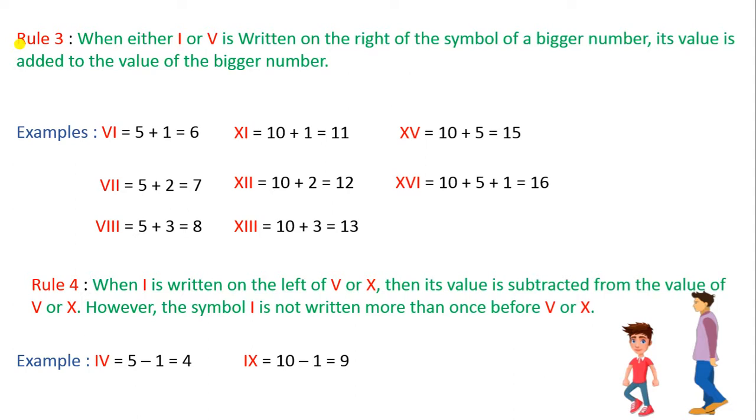Yes, Rahul, correct. And Rahul, one thing always remember, the symbol I is not written more than once before V or X. For example, the number 8 is not written as IIX. Okay, sir, I remember that. Okay, Rahul. Those are the 4 rules for using the Roman numerals.